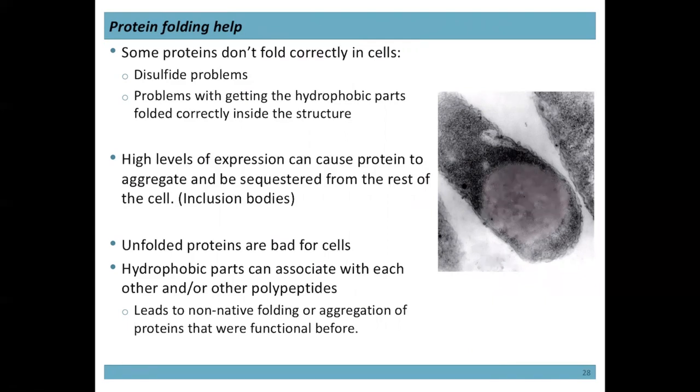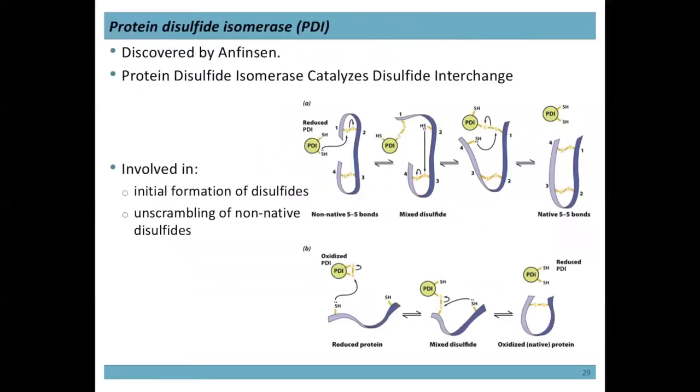So typically unfolded proteins are bad for cells. They're going to have exposed hydrophobic parts, they're going to stick to stuff, and they're going to aggregate. They're non-functional. Cells are actually pretty crowded, so they're going to be taking up space and being just kind of non-functional there. And so there are a couple of different things that help proteins fold correctly. Like I said, one of the problems is if the disulfides don't form correctly, you need to fix that.